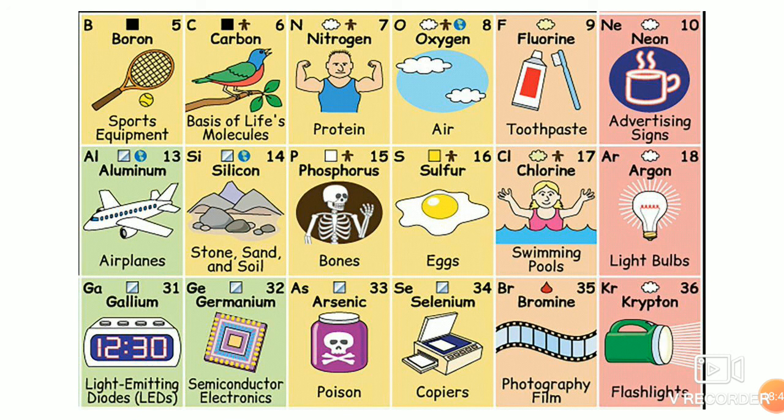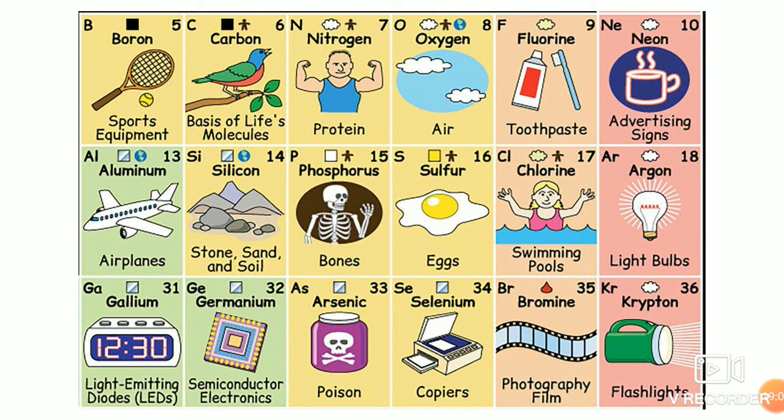Sulfur is found in eggs. Chlorine you can find in swimming pool water. You have more chlorine, you will feel it to be kinky water. Argon, it is found in light bulbs. Gallium, it is used to make LEDs, light emitting diodes. Germanium, it is used to make semiconductors in the electronics.